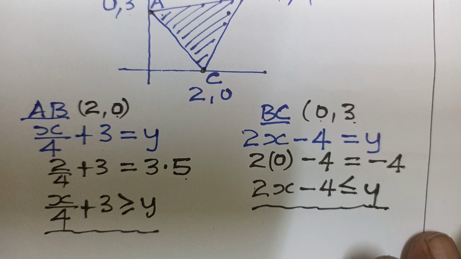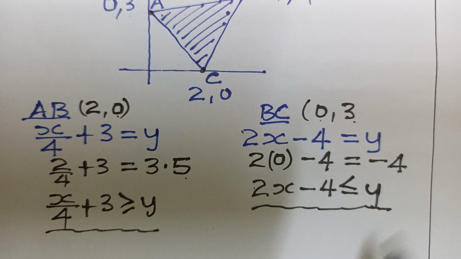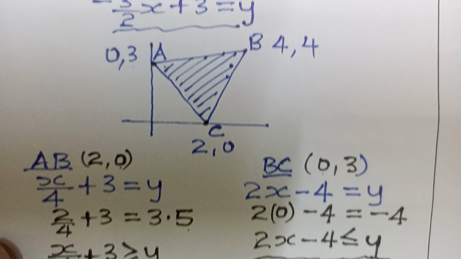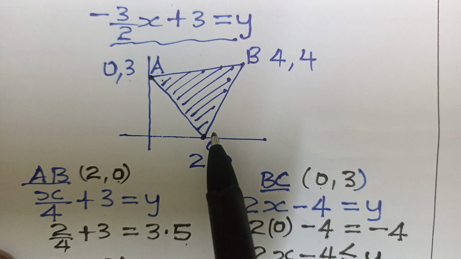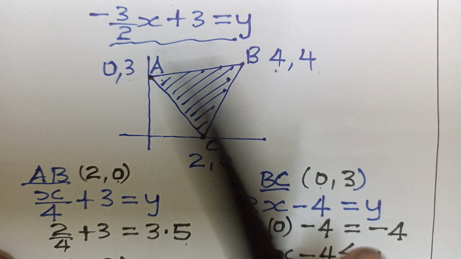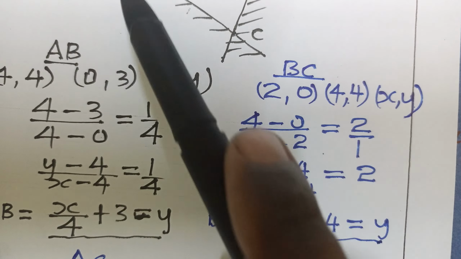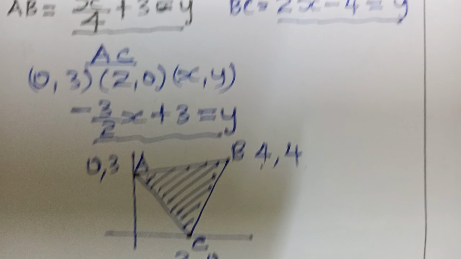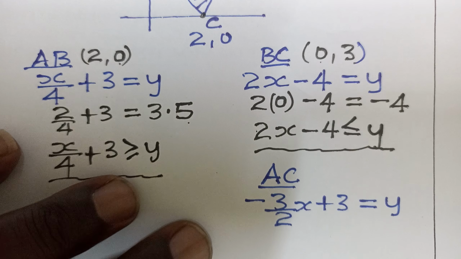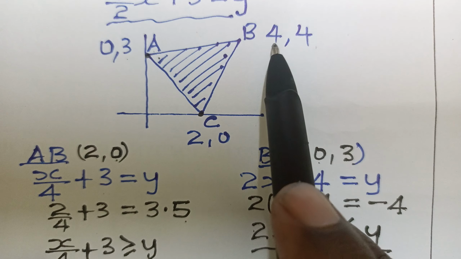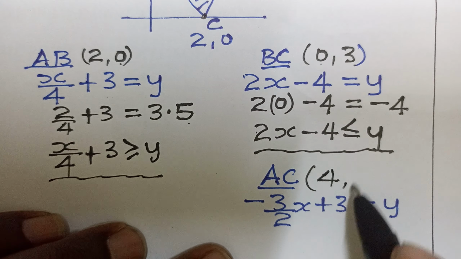And now we go to the last line, which is AC. Guys, now for this, we are going to consider AC. We consider a point on this side. And that point is 4, 4, because this is the side that is desirable. As you can see, this side is not required, we require this side. And so therefore, when we do that, guys, that point is 4, 4, which is not on this line AC. So I can put 4 and 4.